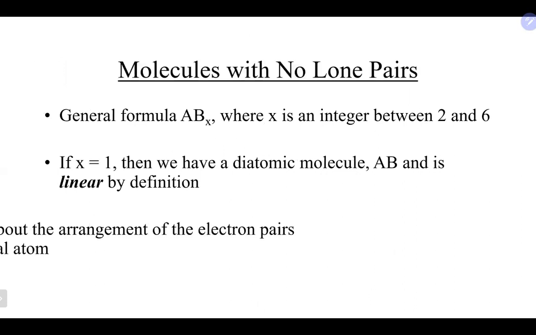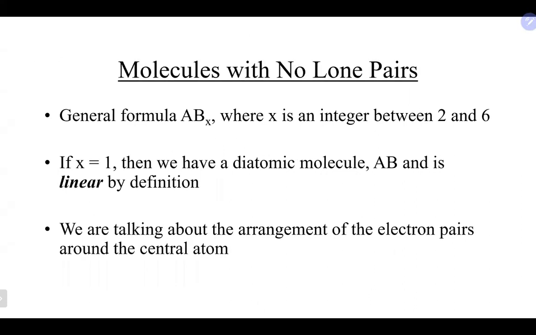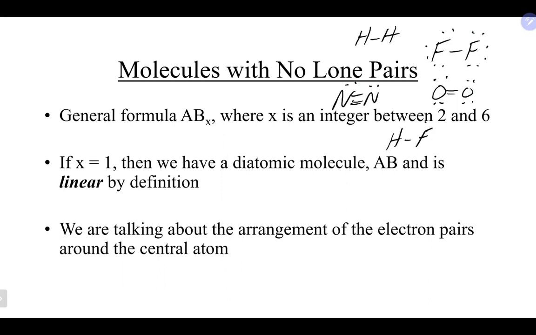So let's take a look at really the simplest molecules you could have. And that basically is diatomic. So you could have something like H2, F2, O2, N2, like we drew before, HF, HCl. Any diatomic molecule, regardless of if it is the same two elements, if it is different elements, if it is double bonded, single bonded, triple bonded, it doesn't matter.